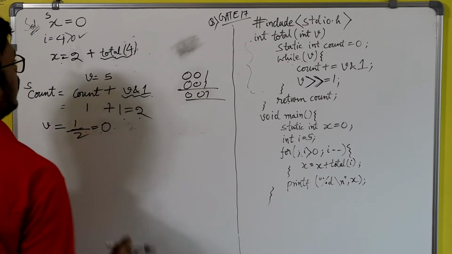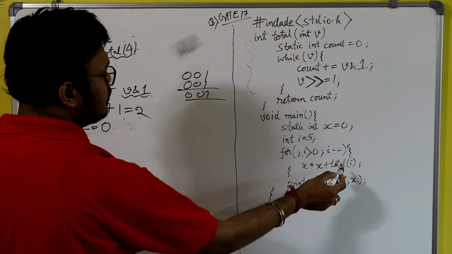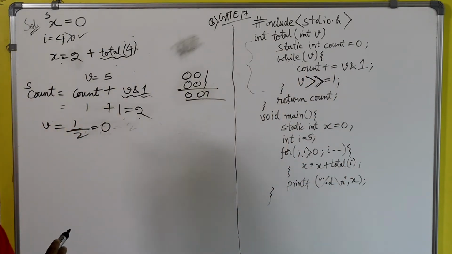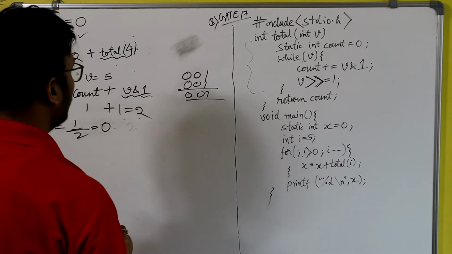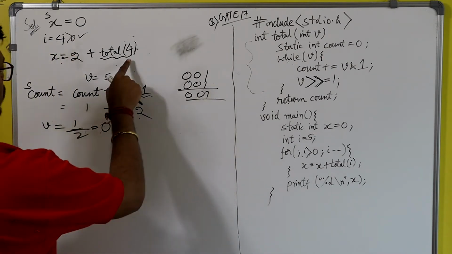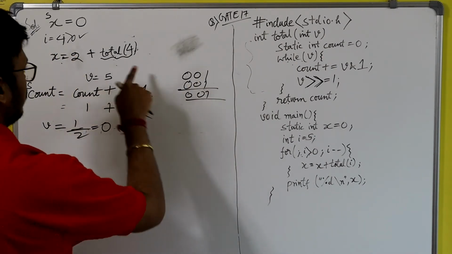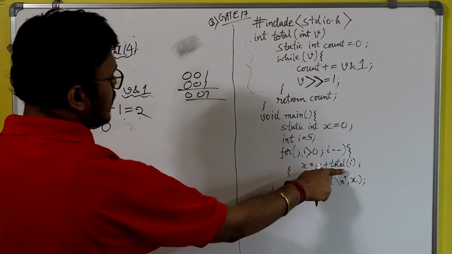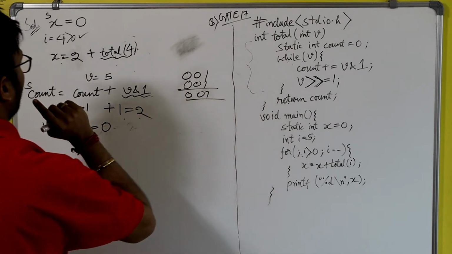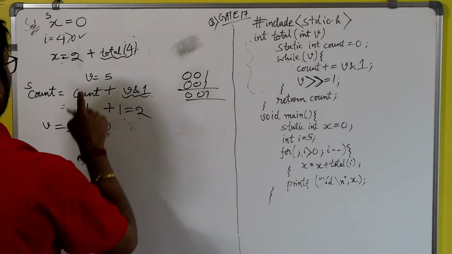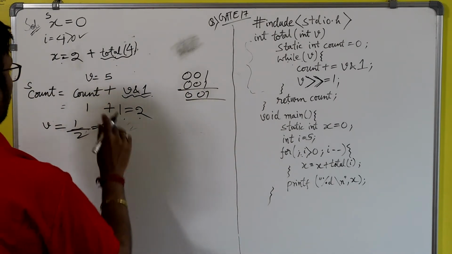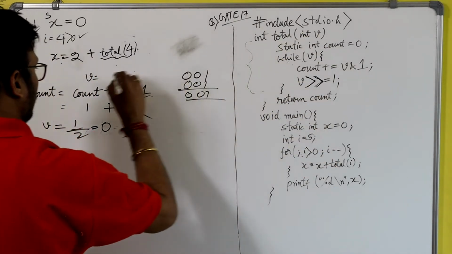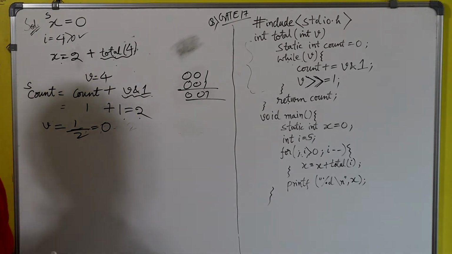Okay. So now again this total function is being called here. So let's go to the total function. So now you see in the total function, the parameter I has been passed and the value of I is 4. Okay. So here v will also become 4. Fine. Because v is the argument. So the value of v has become 4.